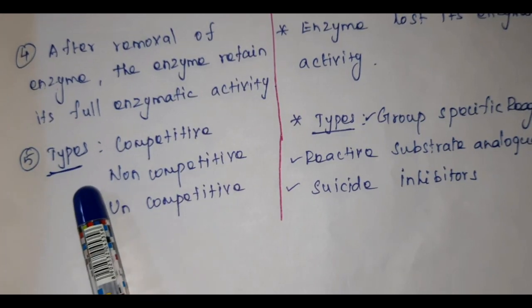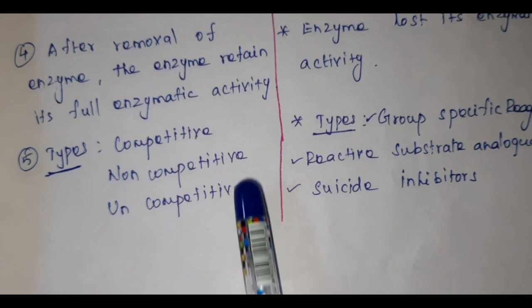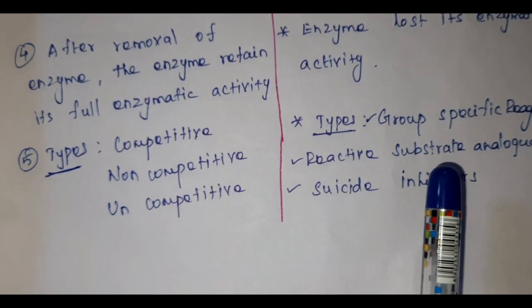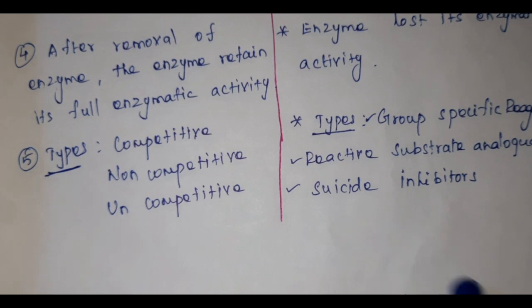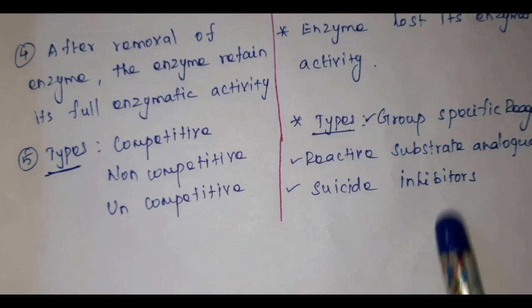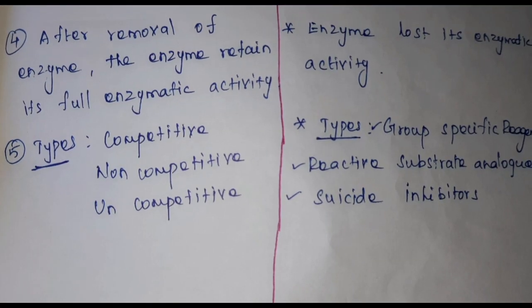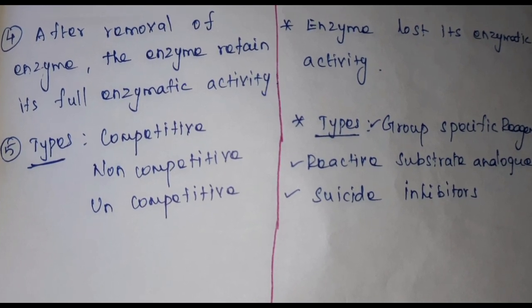Then there are three types of reversible enzyme inhibition: one is competitive, then non-competitive and uncompetitive. In irreversible enzyme inhibition, there are also three types: one is group specific reagents, then reactive substrate analogs and suicide inhibitors. In the next video we will see in detail about the types of reversible inhibition and irreversible inhibition.